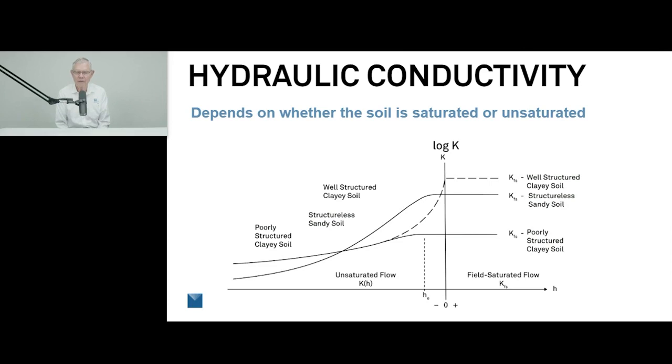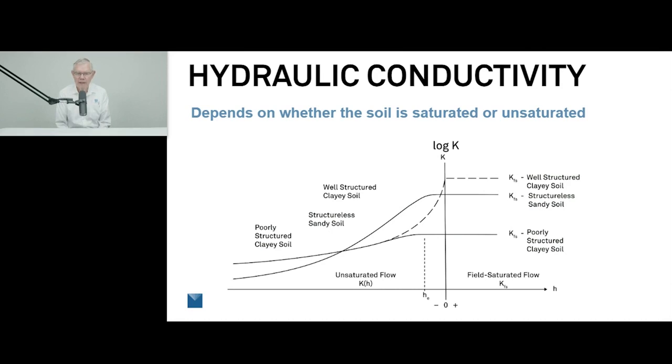Well-structured means the clay forms aggregates that contain large numbers of large pores. Since the pore sizes in the aggregates is larger than the pore size in the sand, the saturated conductivity of the structured clay is higher than the hydraulic conductivity in the sand, and the air entry pressure is less negative. The poorly structured clay has the smallest pores, so it has the lowest saturated conductivity and the most negative air entry pressure.